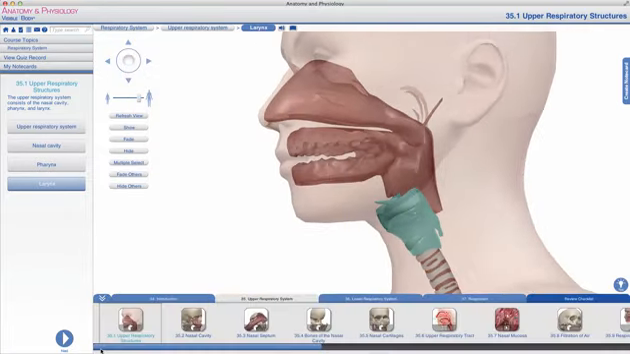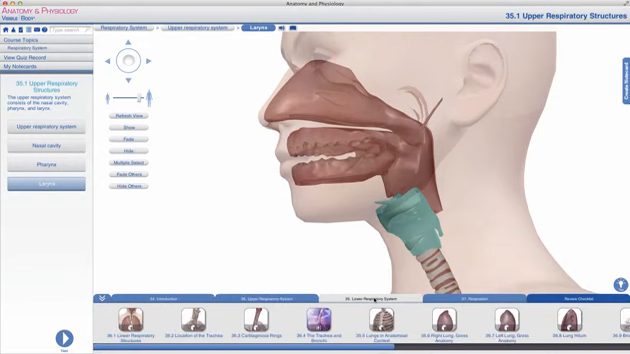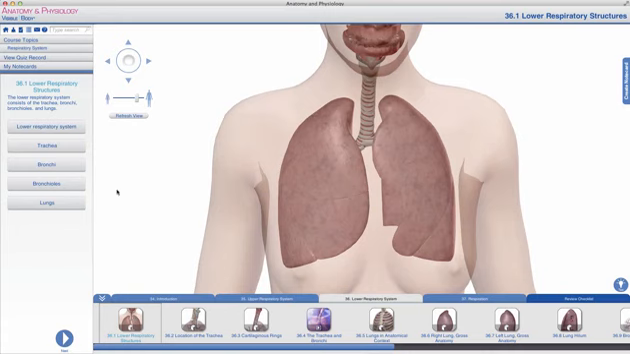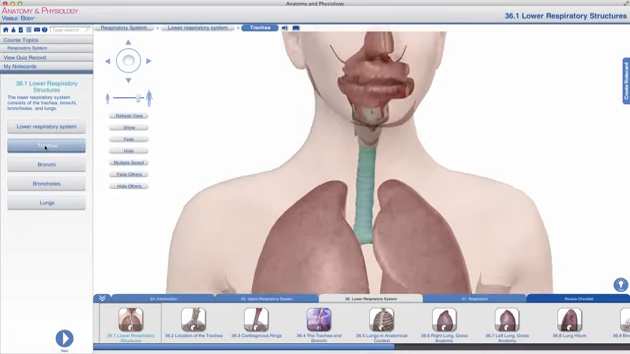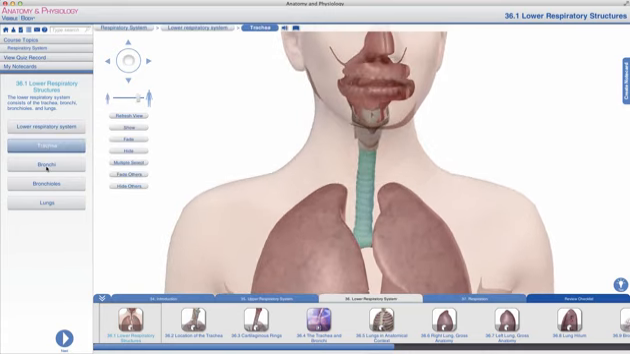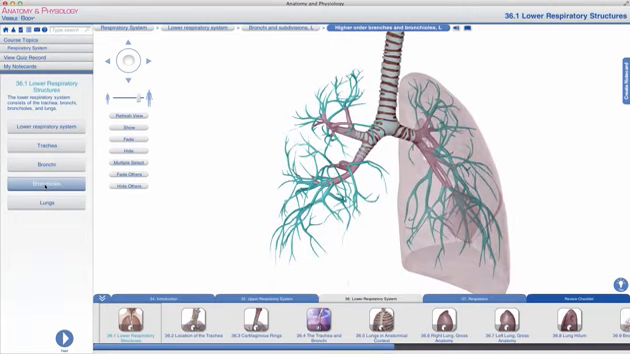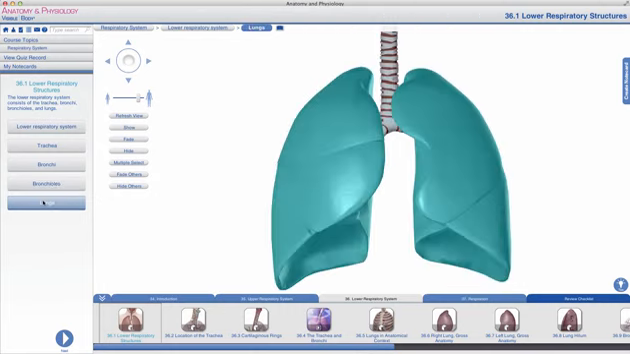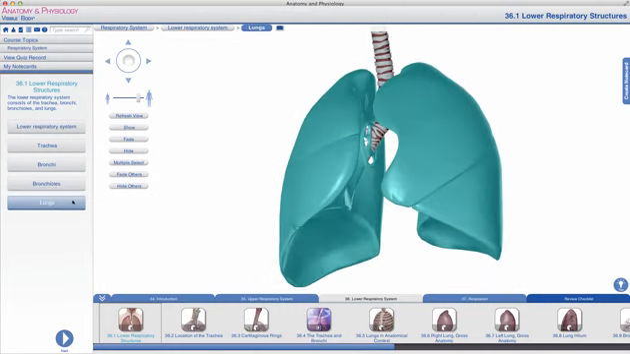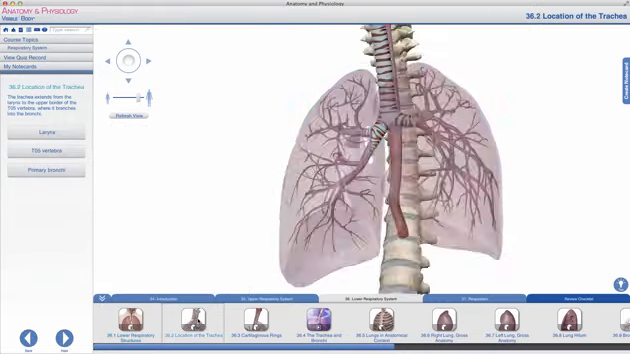As we lead into the structures of the lower respiratory system, we see they begin just inferior to this larynx. It includes, first off, the trachea, which subdivides into tiny tubules known as bronchi and bronchioles, all of these together forming what we know as the lungs. Let's begin by examining the trachea.